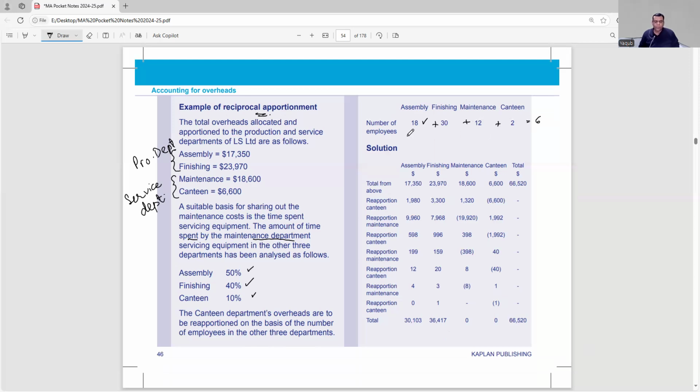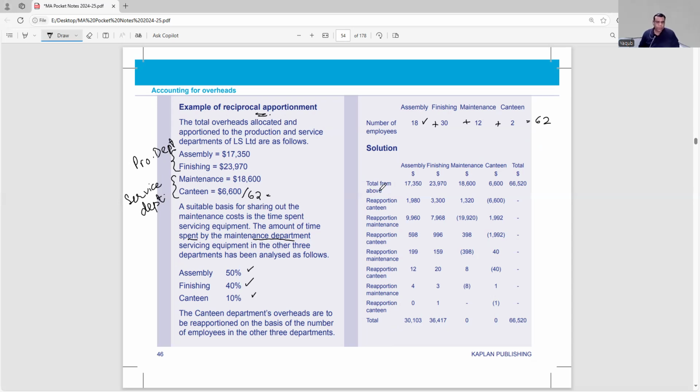canteen. So if we add up, 18 plus 30 is 48, plus 12 is 60. So in total, we have 62 employees. So this amount is divided by 62 employees and then reapportioned. Assembly will bear the cost of 18 employees out of this 6,600. Finishing will bear the cost of 30 employees out of this 6,600. Maintenance will bear the cost of 12 employees out of this 6,600, and canteen will bear the cost of 2 employees out of this 6,600. This 18,600 will be divided among the three departments by having 50%, 40%, and 10%.